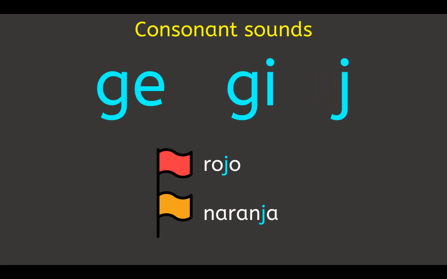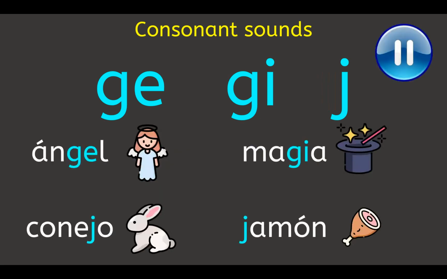Children in Key Stage 2 come across this sound quite early on when they are learning the colours. It's in rojo and naranja. Pause the video and try these words with the ch sound out loud.